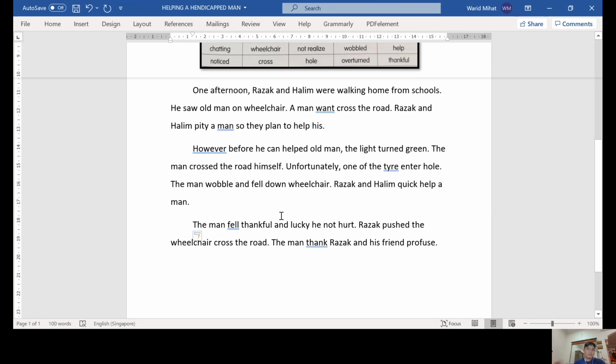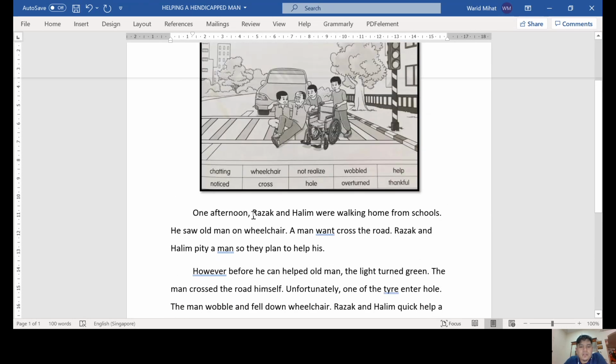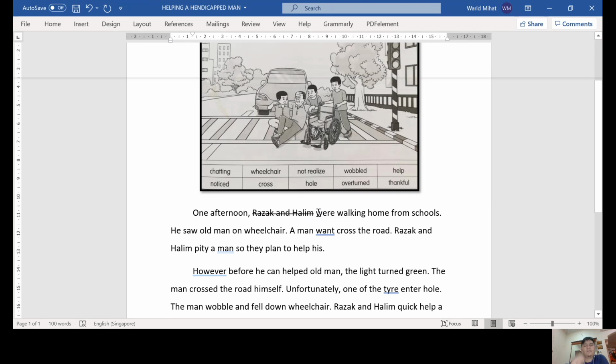Okay, so one afternoon, Raza and Halim were walking home from school. All right, now, what is the mistake that we can find here? So Raza and Halim are the subject here, so not an issue. Were walking home from school. Oh, actually, there are two glaring mistakes here. Now, if you look at here first, Raza and Halim, and then you look at the picture, how many boys can you count? 1, 2, and 3. So basically, Raza and Halim does not fit the picture itself because there are 3 friends. So what happened to the other one?